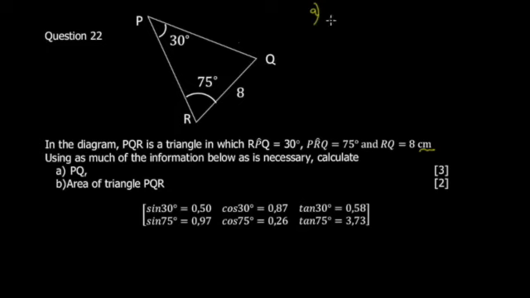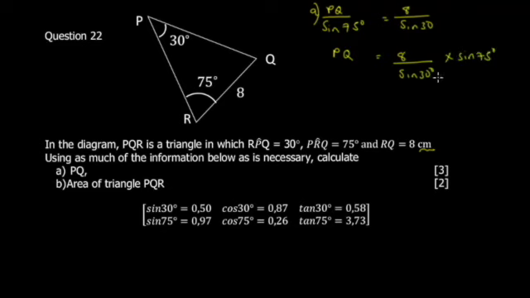So just look for what you want. You want PQ divided by the sine of the corresponding angle, which is 75. Equal to any corresponding side and angle combination. So this one would be 8 over sine 30. So you'd get PQ equal to 8 over sine 30 degrees multiplied by sine 75 degrees.